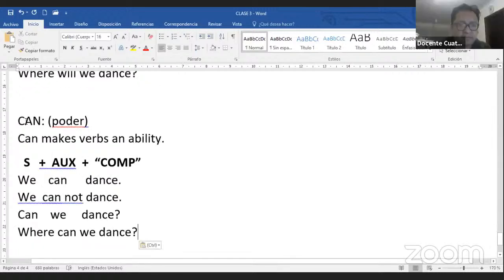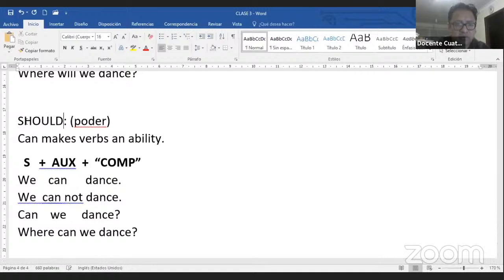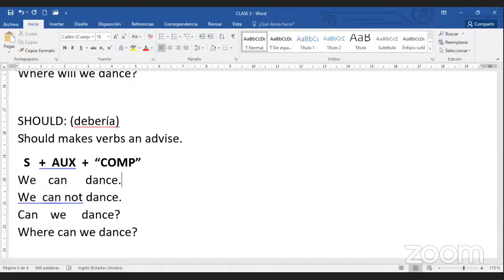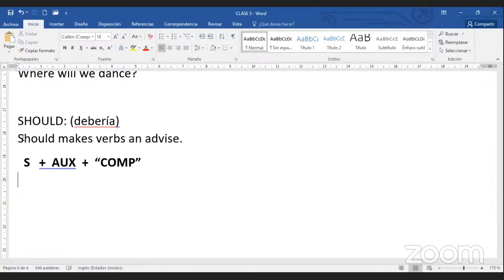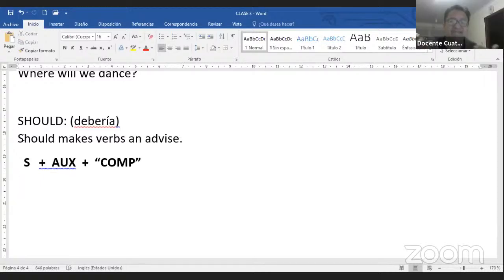Let's do this a little quicker so you understand everything. For should, the word in Spanish we use is debería, okay? And what's the function? Should makes verbs for advice. Do you know what's advice? Aviso. Consejo. Ah, un consejo. So if you want to give an advice to a person, you use should.